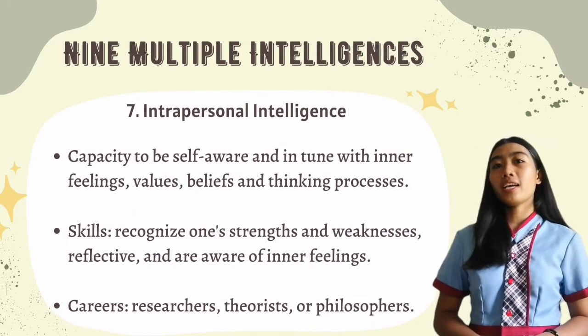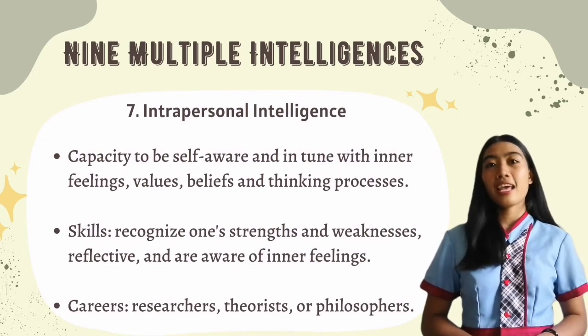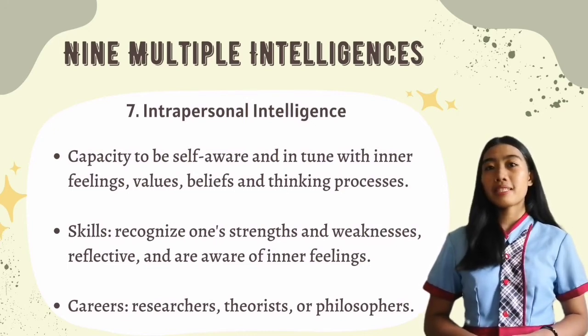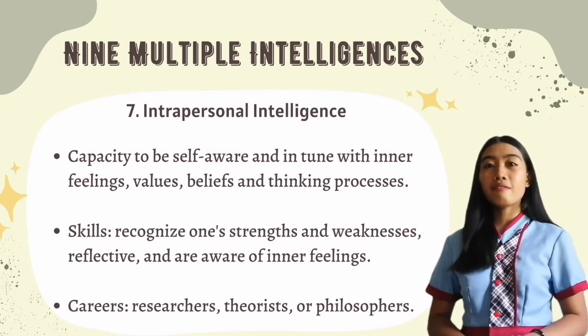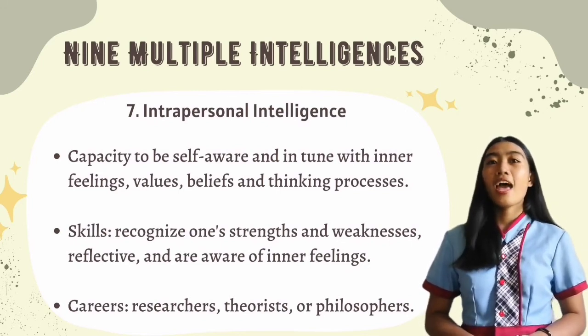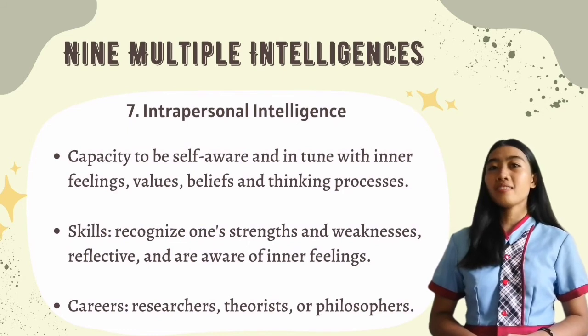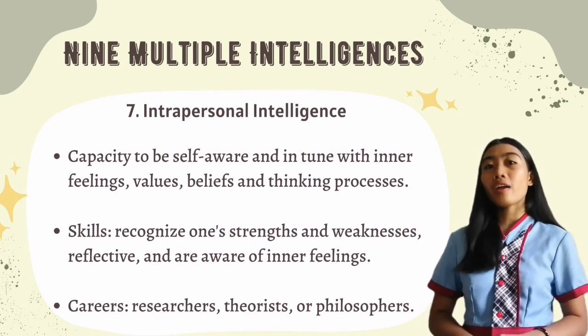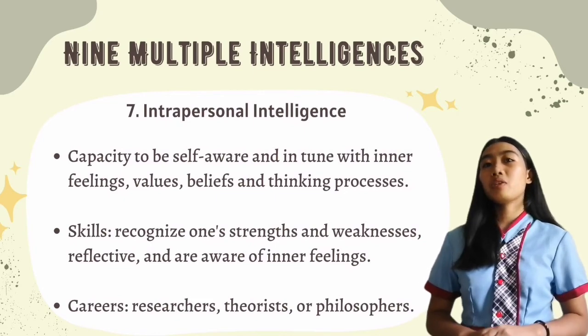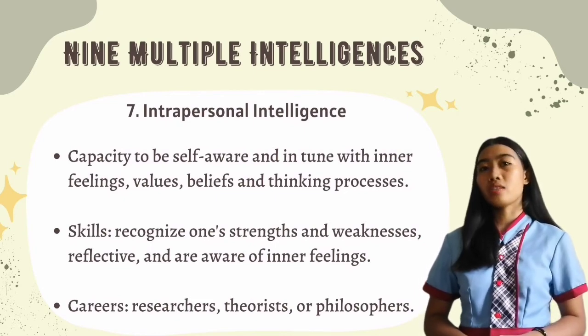The 7th one is intrapersonal intelligence. It has the capacity to be self-aware and in tune with inner feelings, values, beliefs, and thinking processes. They can recognize one's strengths and weaknesses. They can be reflective and are aware of inner feelings. They can be researchers, theorists, or philosophers.